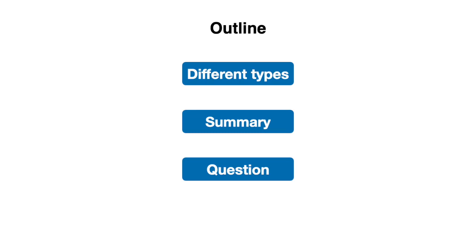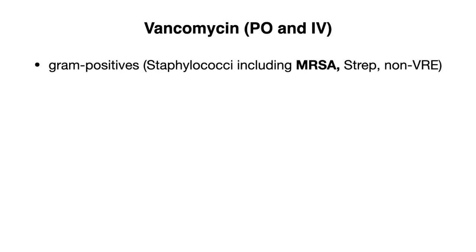As we did in the first 2 parts of our antibiotic series, we will go over the different types and what they cover, a summary of everything discussed, and as always, end with a practice question to solidify your understanding. Let's start with vancomycin, which you will hear about a lot. This comes in a PO and an IV version.